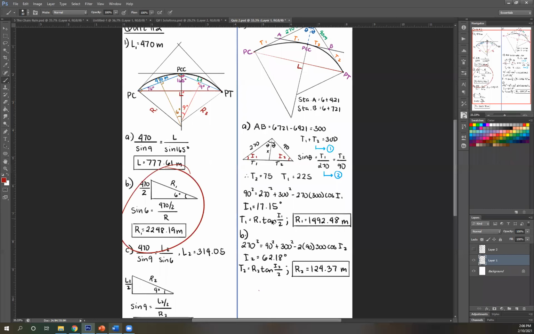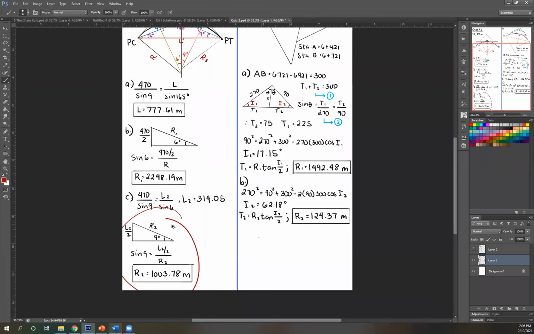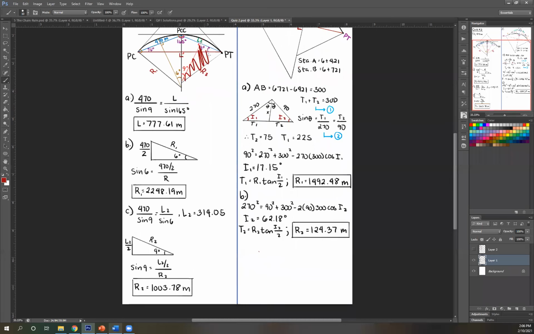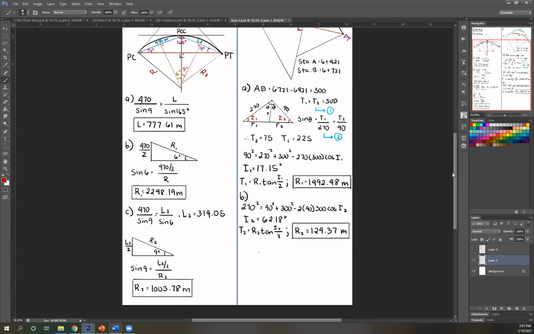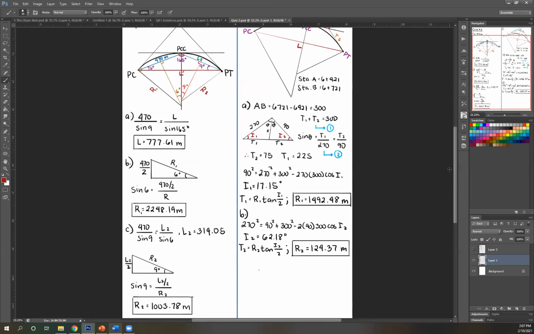We'll do the same technique we did with letter B to solve for letter C. So again, this height is L2 over 2. Your hypotenuse is your R. Again, it's this right triangle right here, and this angle is 9. So using the sine function, sine 9 equals opposite L2 over 2 over hypotenuse R2. And again, L2 is solved for, 314.05. Therefore, R2 is 1003.78 meters. That's number 1. Let's move on to number 2.